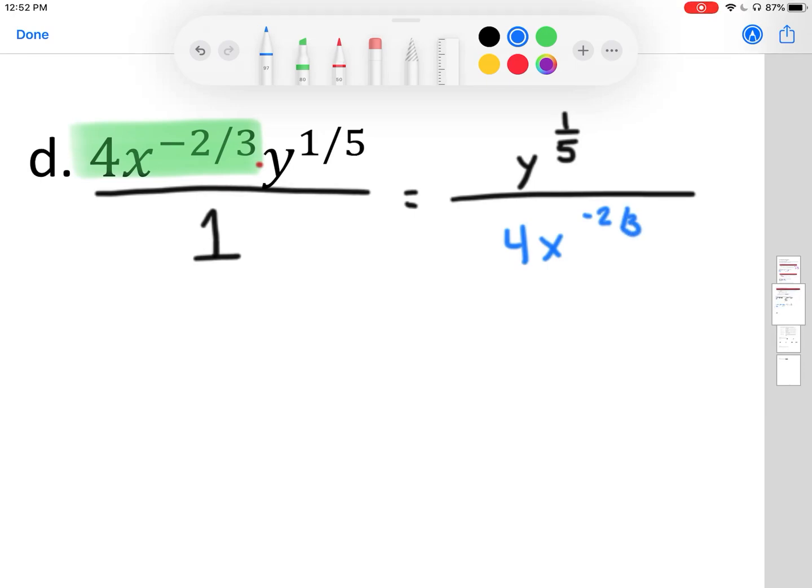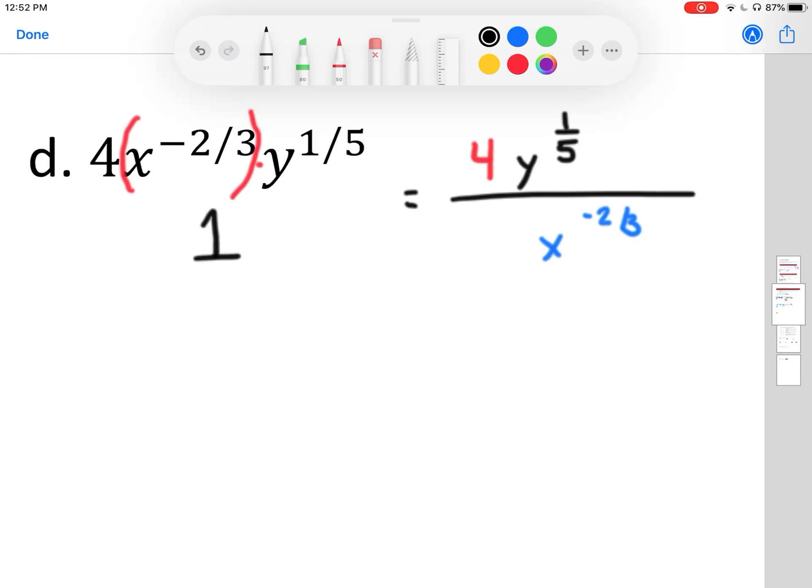And actually, I already made a mistake because that exponent, we don't have parentheses telling us it applies to all of the 4x. So it actually only applies to the x. So that we have 4 on top. On the bottom, I just have that x to negative 2/3. And actually, I'm very happy I made that mistake because it gave us an opportunity to talk about this.